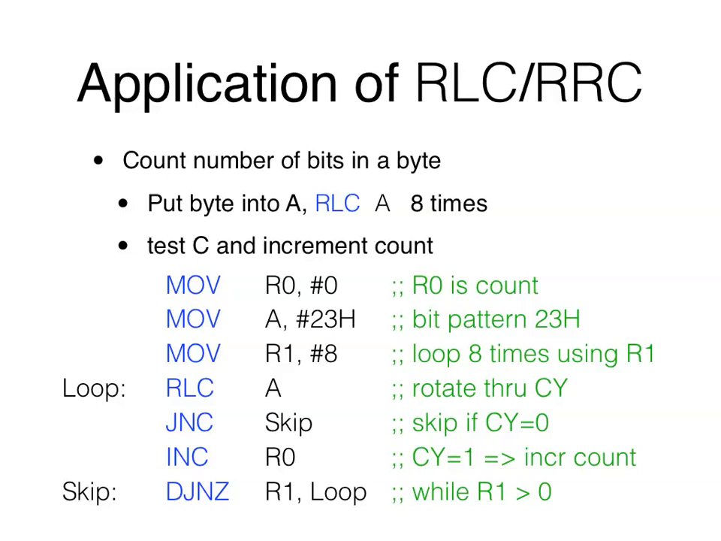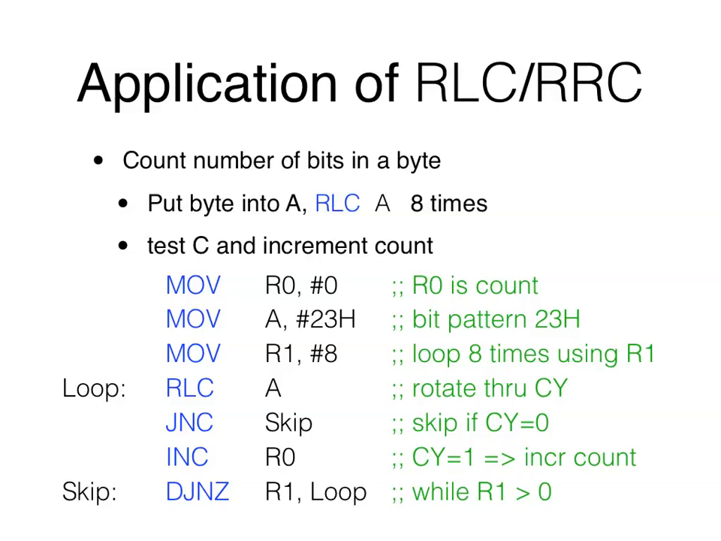Of course, it doesn't have to come from the constant 23 hex. It could be input from some other source, like the serial port or an IO port. But here, just for testing purposes, we put in hex 23. And hex 23 looks like 0010 0011, so there are three ones in the bit pattern. But how does a program know how to do that? Well, what you can do is rotate the bits, and you can do the rotate through carry.